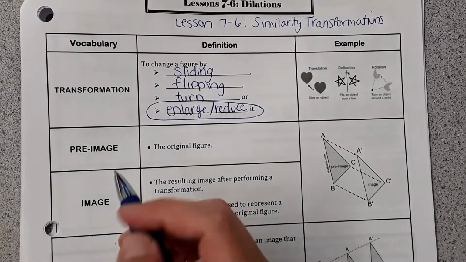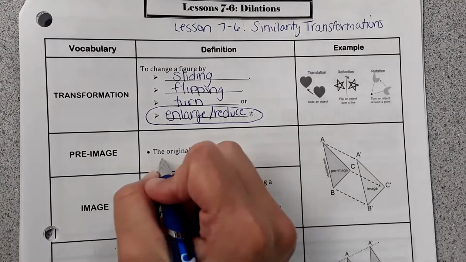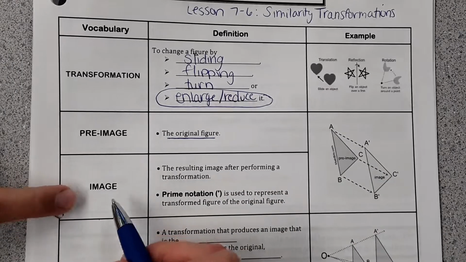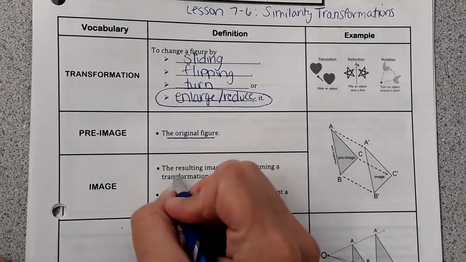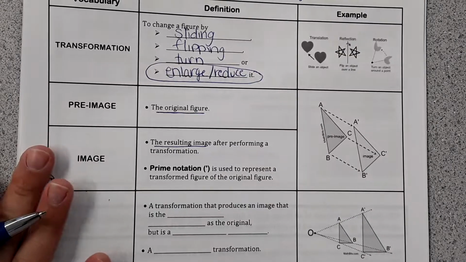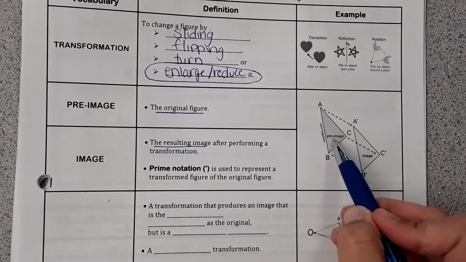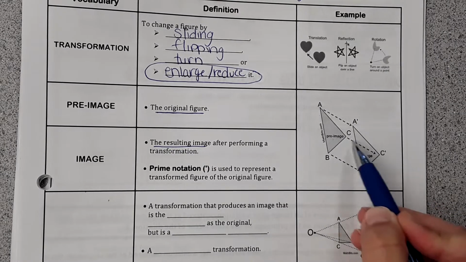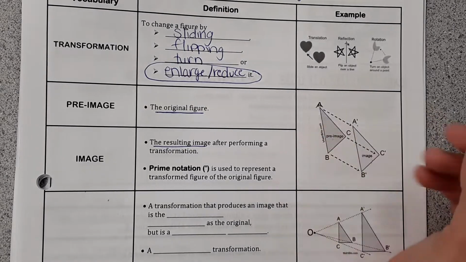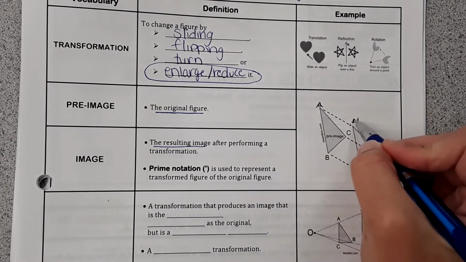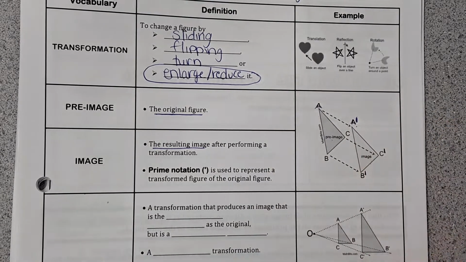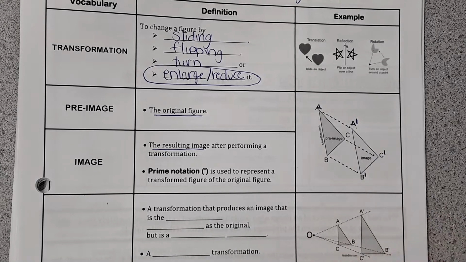These two words right here, pre-image and image. Pre-image is the original figure. It's the figure you're starting out with. And then image is the new figure after the transformation. So the resulting image after performing a transformation. Another thing that is important is this prime notation. Here it shows the pre-image, the first image, and then they slide it here to get the image. What happens to the points is you have A, which is your original, and then A prime, which is after the transformation. So there's this little dash, and that means A prime, B prime, and C prime.